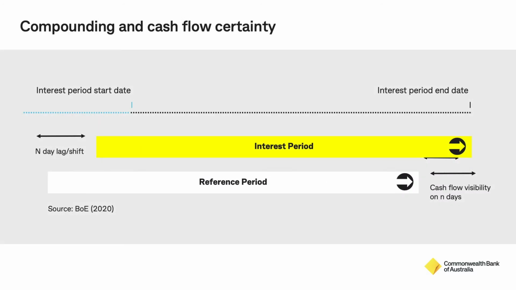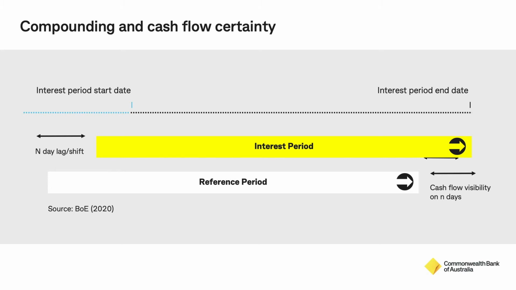Given that the compounded amount is known only at the end of any interest rate period, market standards are, broadly speaking, developing an adjustment in order to provide cash flow certainty in time for settlement. That is typically done by shifting the interest period backwards, so that the reference period of overnight rate observations is slightly ahead of the actual interest period.